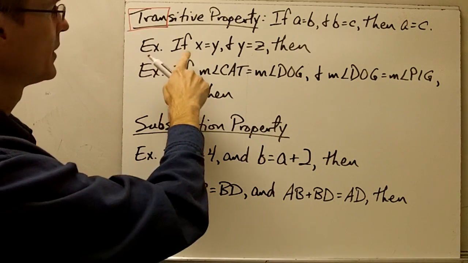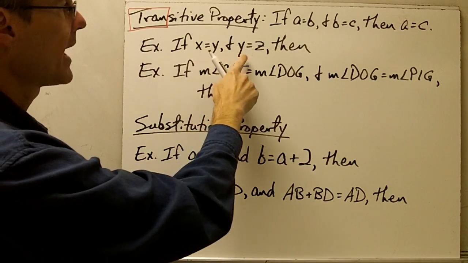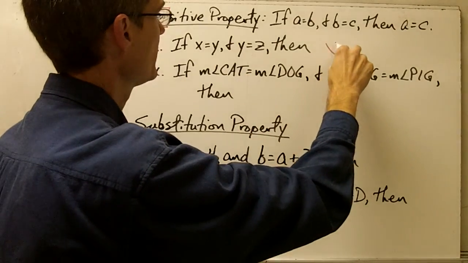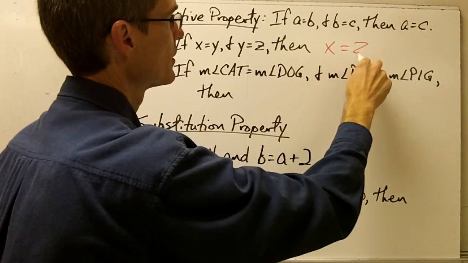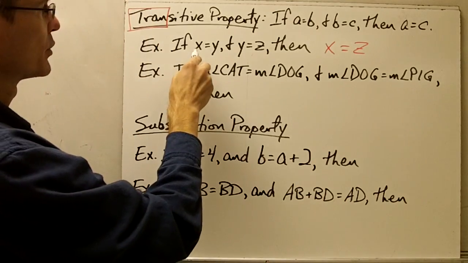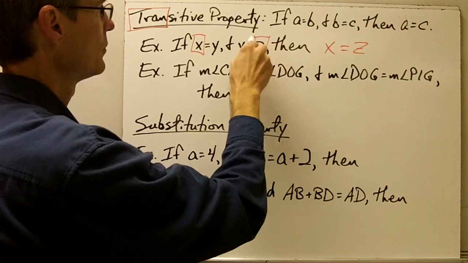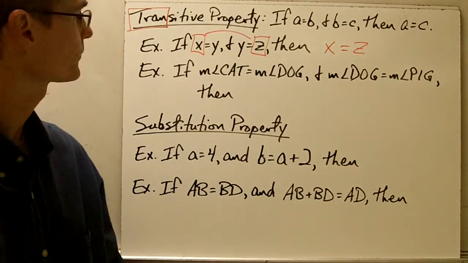So here's an example. If x equals y and y equals z, then we can use the transitive property to say x equals z. In other words, we're taking the locomotive and going straight to the caboose.